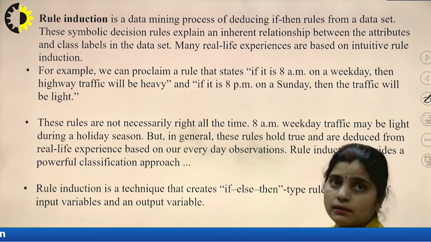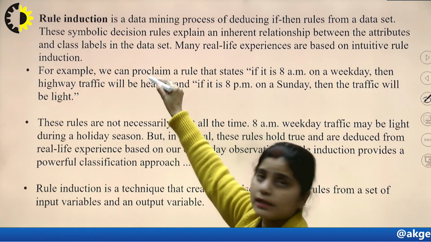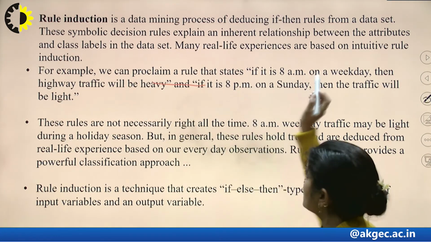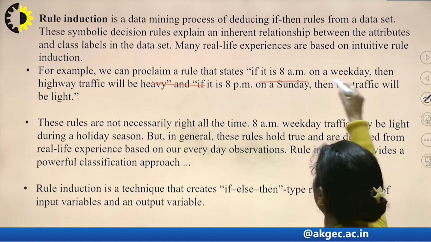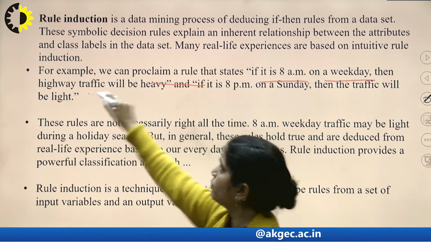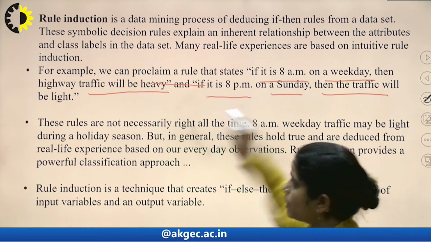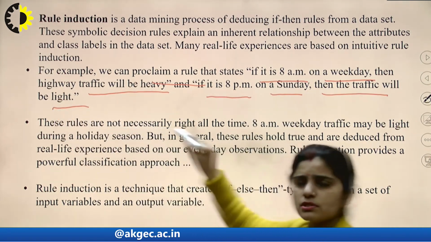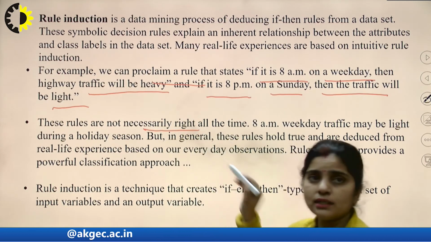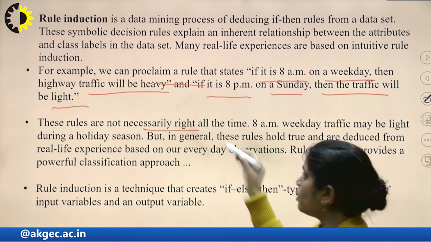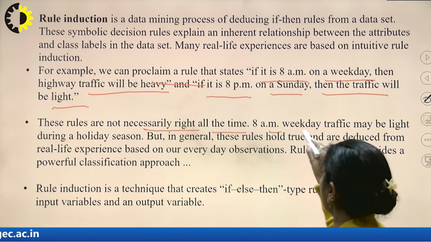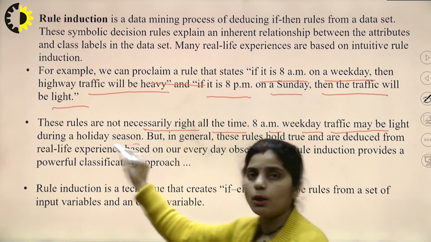Just like in the given slide, an example is given that we can proclaim a rule which states that if it is 8 AM on a weekday, then the highway traffic will be heavy, and if it is 8 PM on a Sunday, then the traffic will be light. So these rules are not necessarily right all the time, that 8 AM weekday traffic may be light during a holiday season.